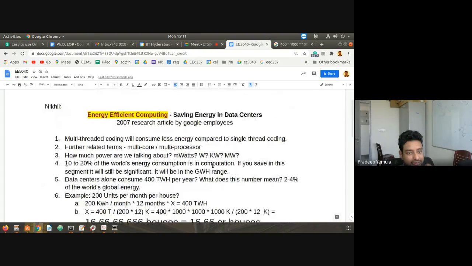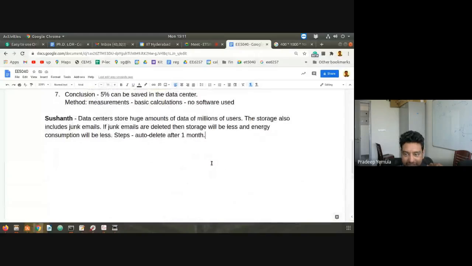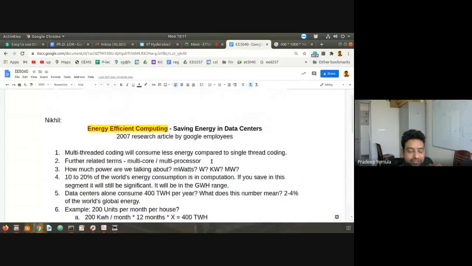Okay, so good. So let's continue. Any other point anybody wants to discuss apart from this energy efficient computing?